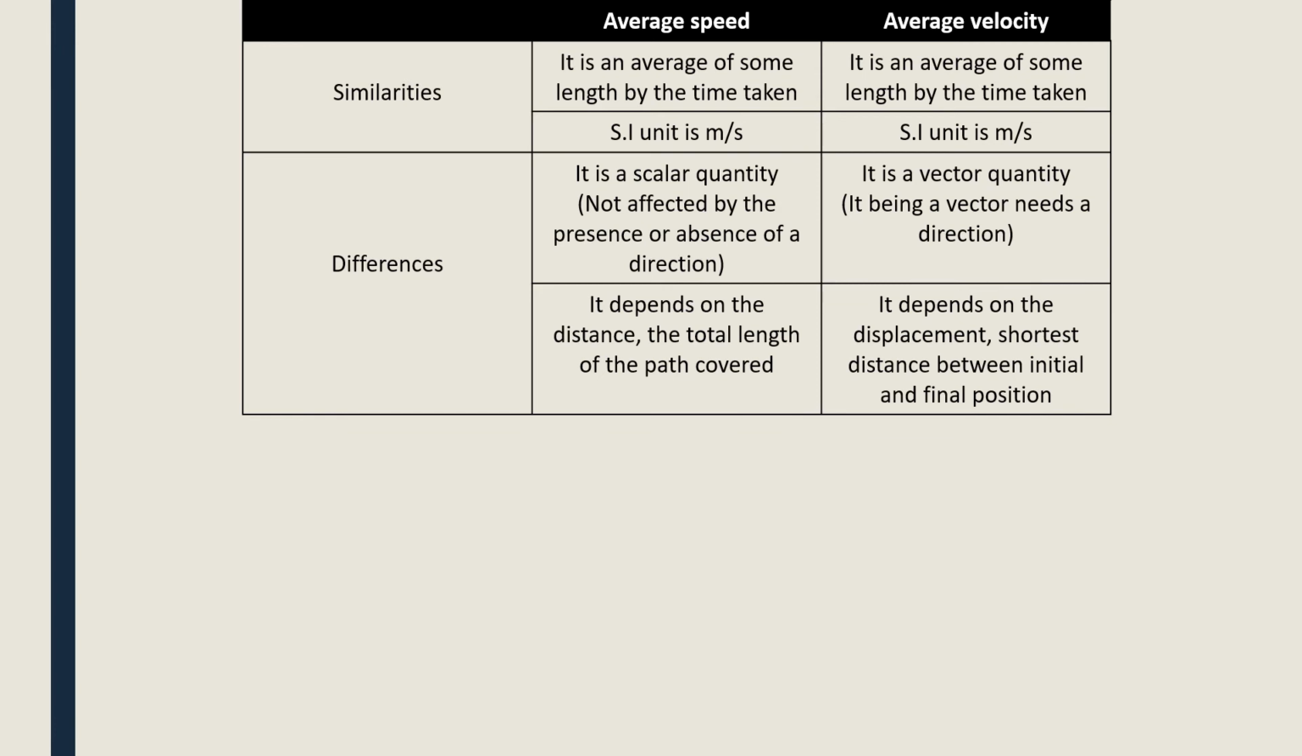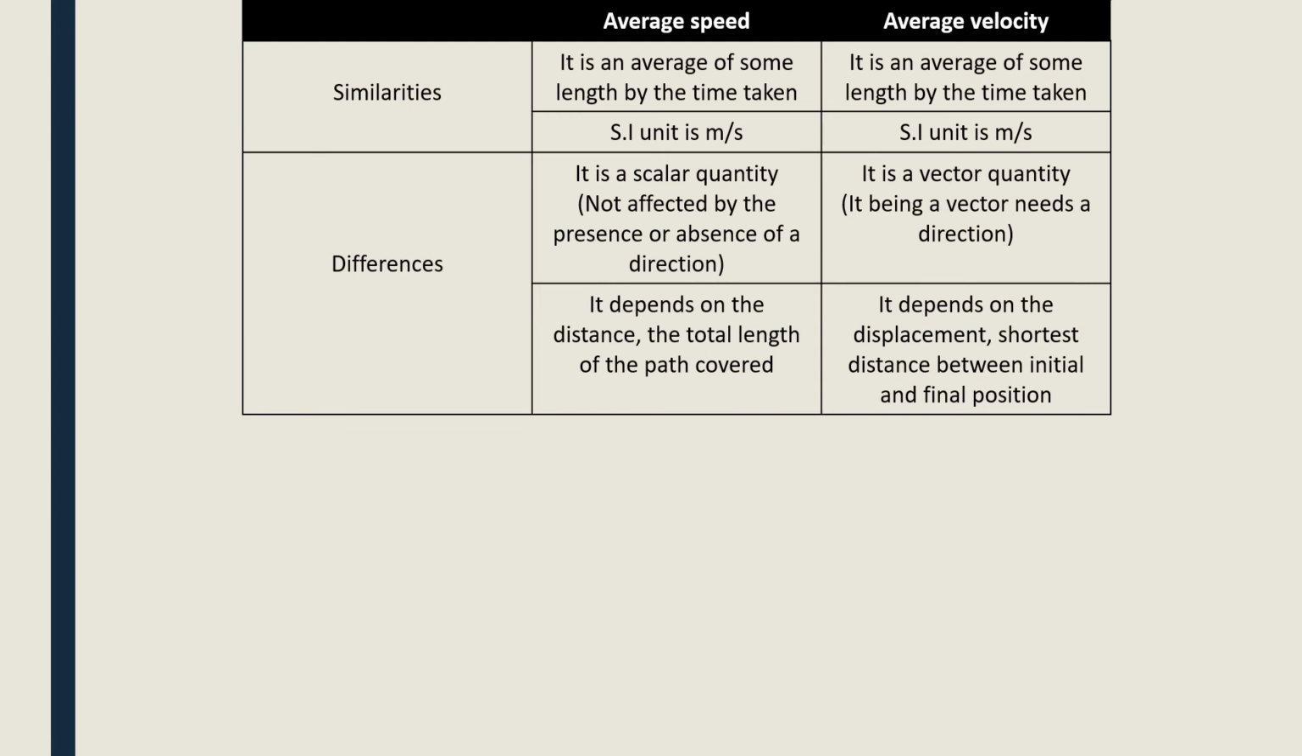Okay, next, average speed को difference चाहिँ के छ भने it depends on the distance. Okay, so what is the distance भनेपछि the total length of the path covered. Okay, so the path जति पनि हामीले cover गरेको छ, the total length. So the average speed depends upon the distance. Whereas average velocity, it depends upon the displacement, which is the shortest distance that is traveled between initial and the final position. Alright, so we have seen the similarities and the difference between average speed and average velocity.